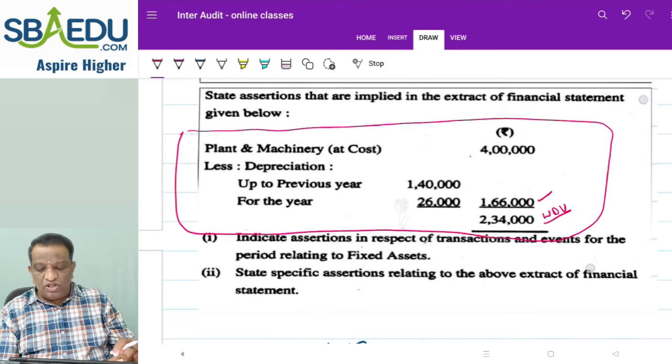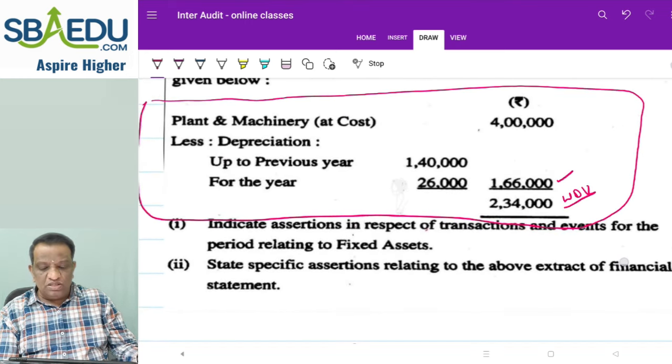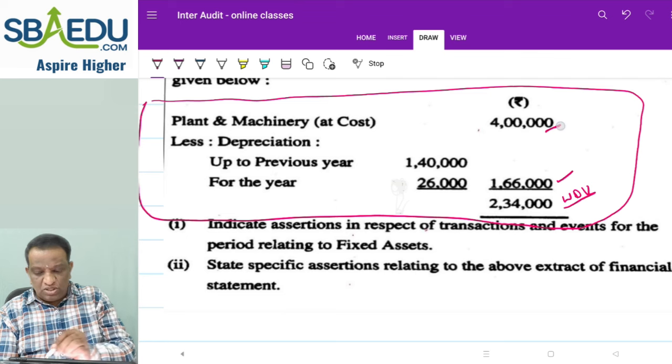Now if the management is giving this in the balance sheet, what are they trying to tell? What are the representations they are trying to make? The management is trying to say that they own this plant and machinery.